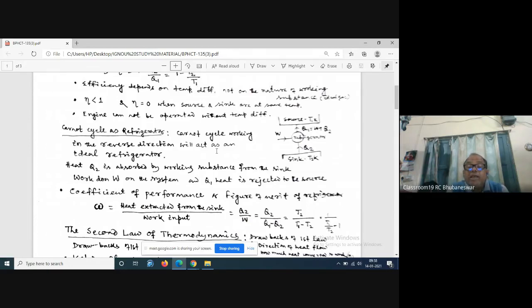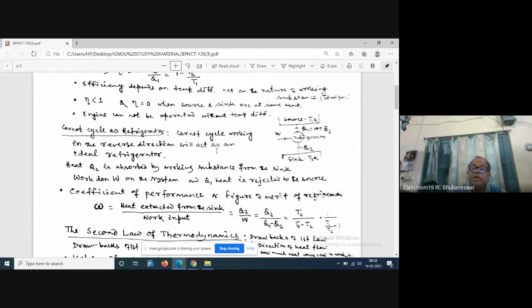So in this case you have to draw heat in the reverse way. That means heat is received from the sink. Q2 heat will be received from the sink and some work will be done on the working substance. Work will not be done by the working substance, work will be done from the outside, an external agency will do work W.